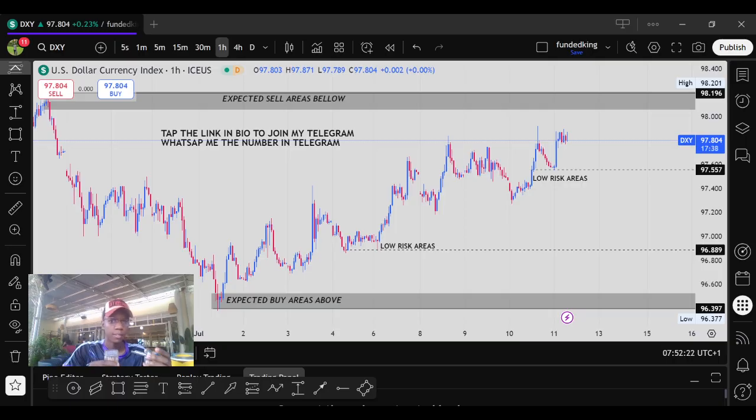Bro, expecting buys on 300. Am I right? That is about the DXY. But remember, when DXY moves, it is opposite to the other pairs like EUR/USD and GBP/USD.